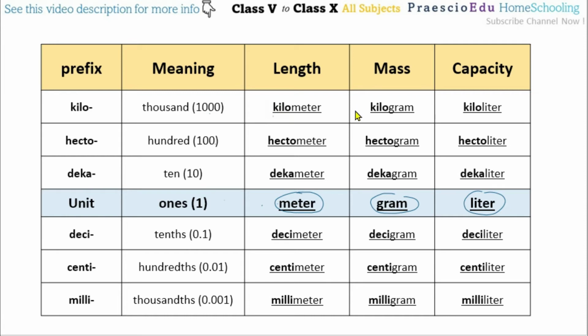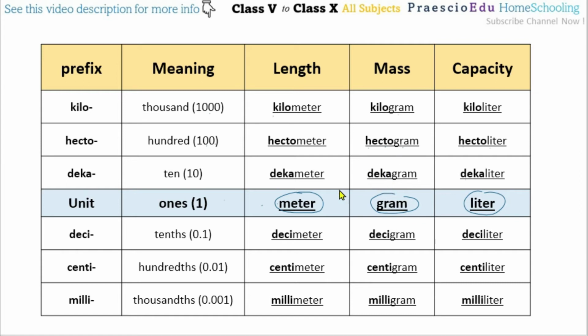Like this one, 1000 gram is called a kilogram. 100 gram we can say 1 hectogram. 100 liter we can say 1 hectoliter. Then 10 liter we can say 1 decaliter. Then 10 gram is equal to 1 decagram, like this one.